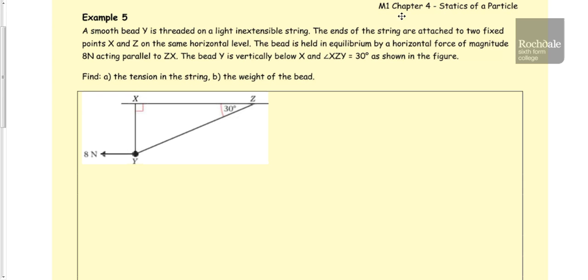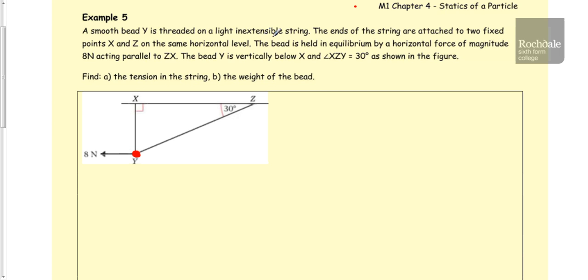Statics, example 5. We're getting on to slightly more complicated scenarios here, so it's really crucial to read the wording of the question really clearly and carefully and think about the implications of all the words. So we've got a smooth bead. This is the smooth bead here in the diagram. Smooth means there's no friction, so we don't need to worry about the friction between the bead and this string that it is threaded onto.